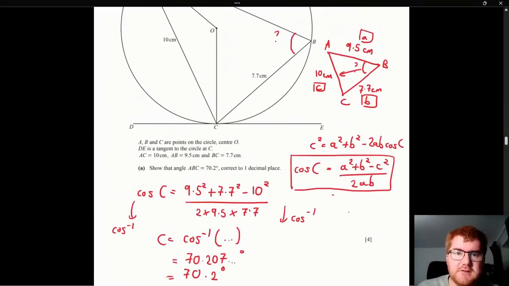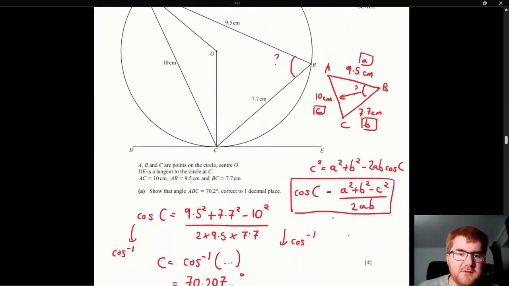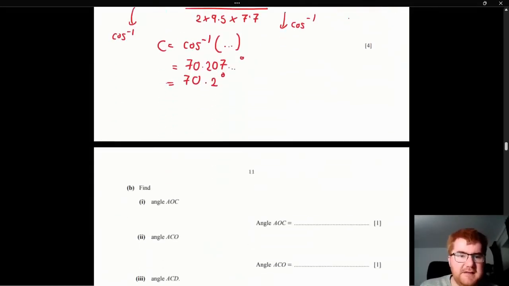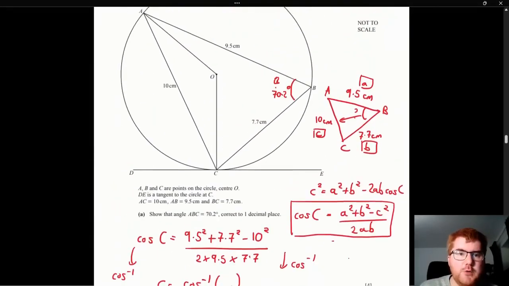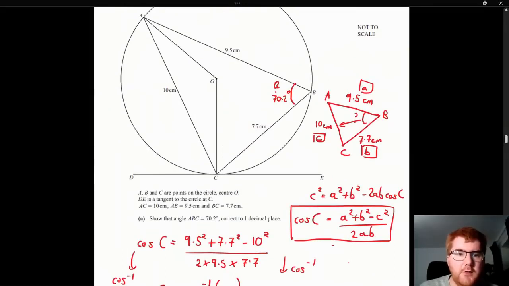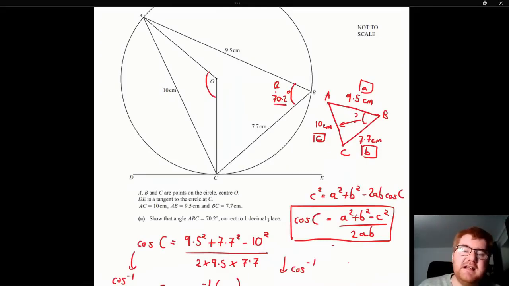So from that, we need to work out a variety of different angles. Let's pop in this angle first of all. We're told this here now is equal to 70.2 degrees. And let's work our way through. So angle AOC, this angle here. We need to remember the rule that the angle at the circumference is twice the angle at the center.